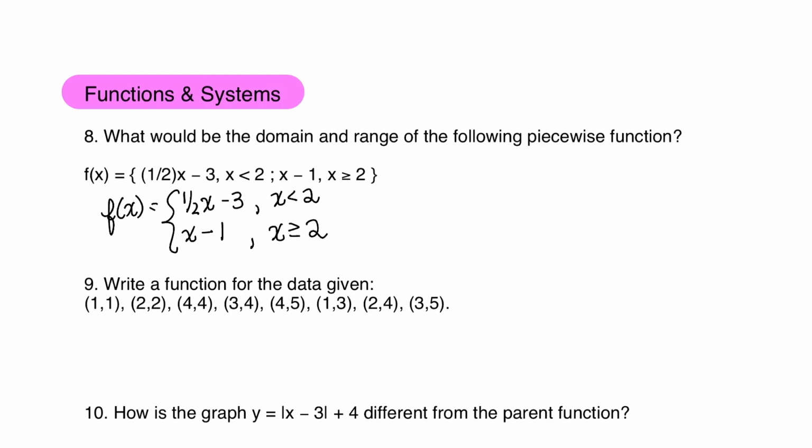Well, the domain and range of lines is always going to be all real numbers, unless there is some weird restraint. Now, this function here says that this graph exists everywhere that x is less than 2, and this graph exists everywhere from 2 and up. So there is no point in which our graph does not have an x value that works for it. So in this case, the domain is all real numbers, and the range is also all real numbers.